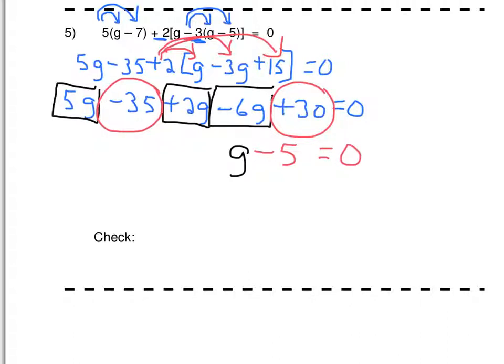Now I'm not done, I have to solve for g, so I'm going to add 5 to both sides. So that means g is equal to 5. And we can plug it in and double check to see if we have the right answer.